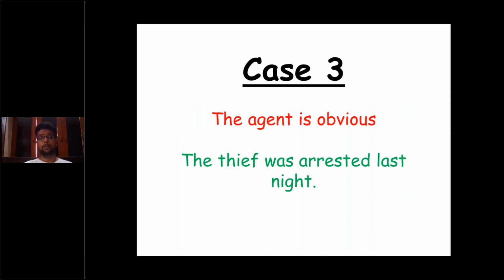Let's discuss case number 3. The agent is obvious. It's worthless to mention the agent. For example, the patient delivered a baby boy. Now all of us know the patient is a female. So it's worth mentioning a female patient delivered a baby boy? It's nonsense. It's in itself clear that the patient delivered a baby boy. The patient is a female. I hope I'm clear to all of you.